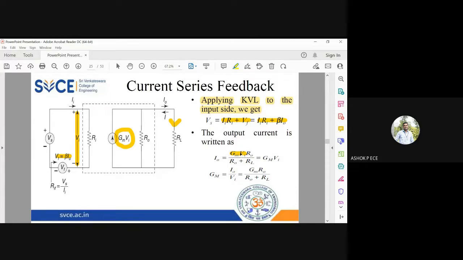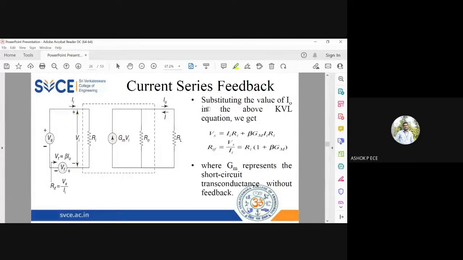I am writing this small gm into R naught by R naught plus RL as capital GM, just for simplification, where capital GM equal to this expression, gm into R naught by R naught plus RL. So substitute this value of I naught in the derived KVL equation.